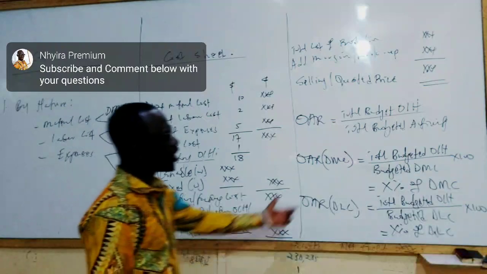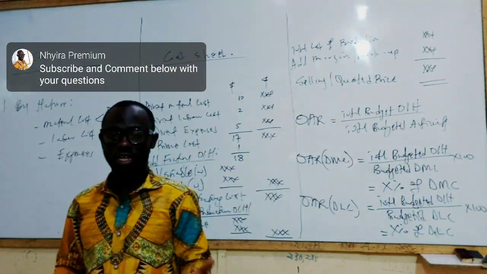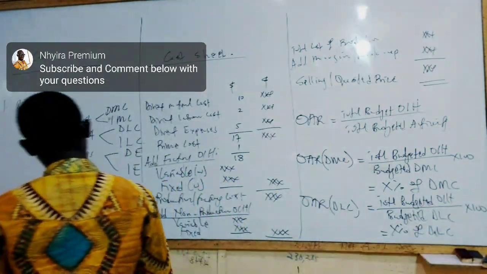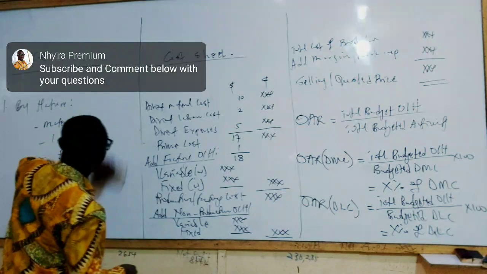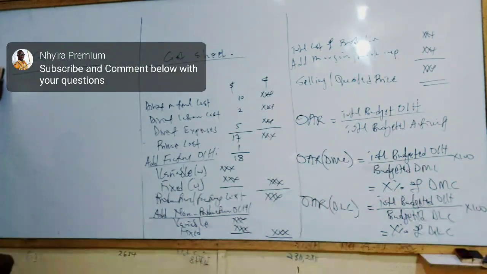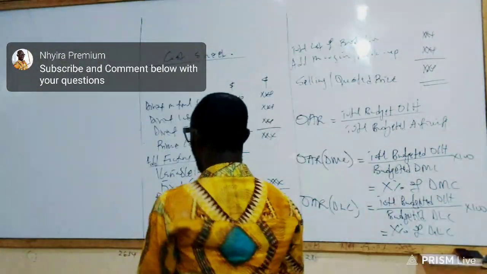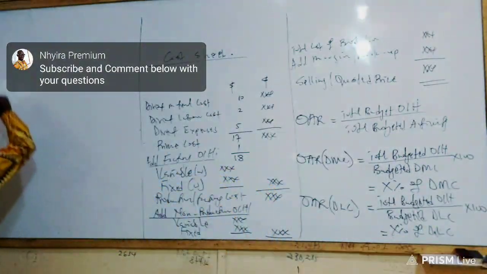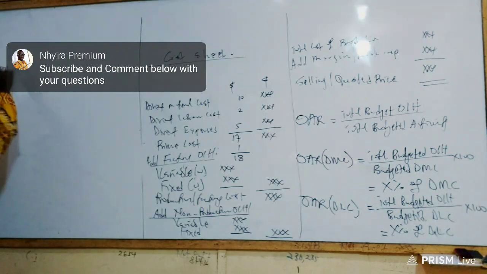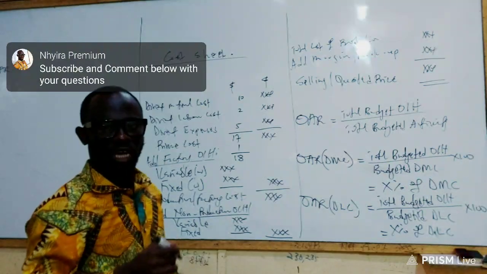So that is the second way we absorb the overheads. Let's move on to the third way we absorb overheads. The third way is going to be the overhead absorption rate.